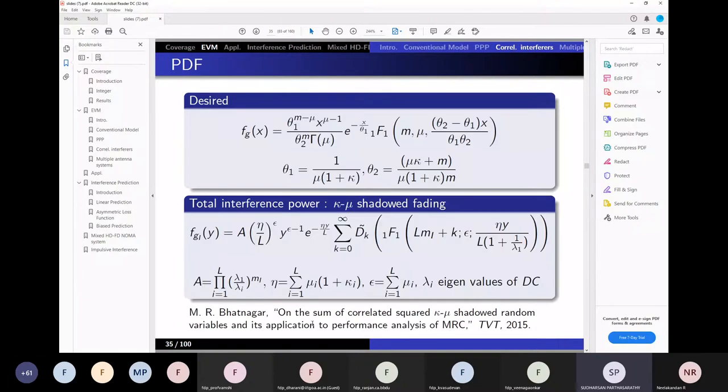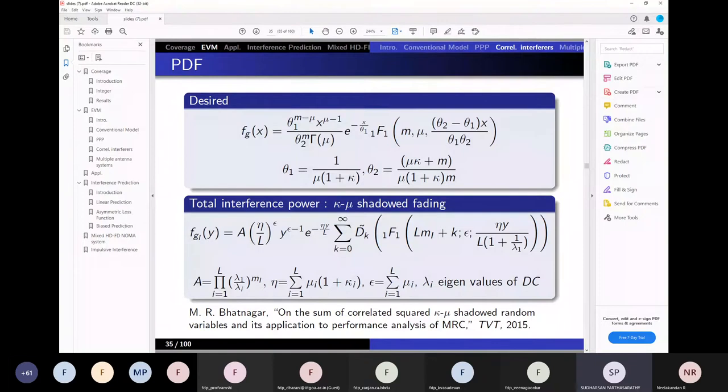Next slide, slide number 35. Here also we assume the fading channels to experience Kappa-mu Charette fading, because it generalizes all the fading models. So fg of x remains the same, there's no change in that. But the fgi of y, the total interference power, if you have correlated Kappa-mu Charette fading interference, is different now when compared to what we saw before. The expression for this is given in this paper by Professor Manav Bhatnagar of IIT Delhi.